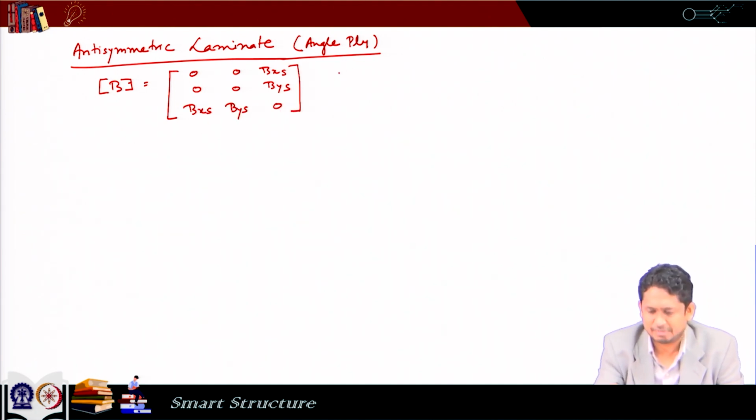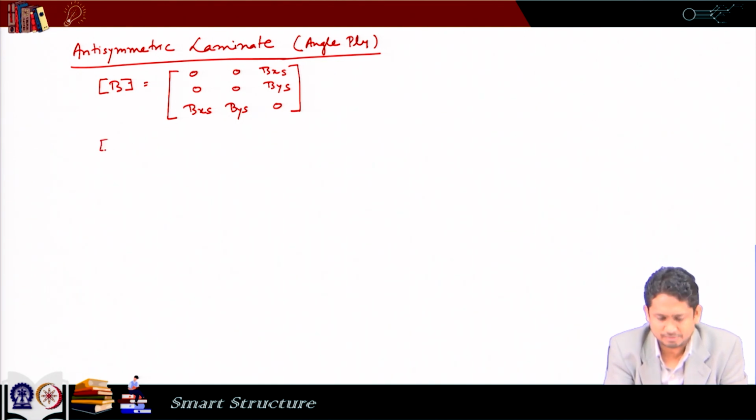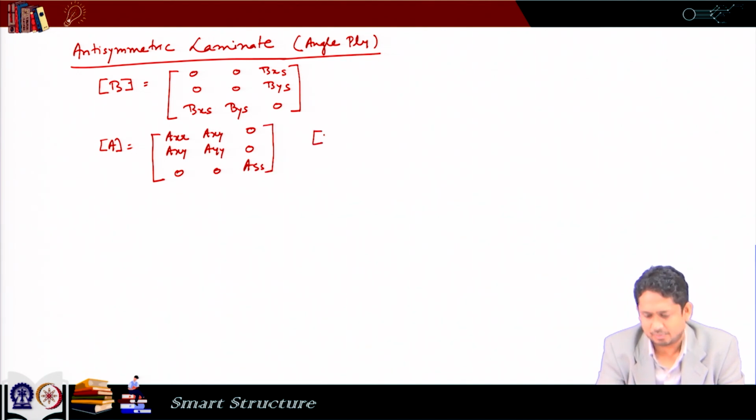And then we have A matrix, and we know that for any balanced laminate our A matrix has Axs as 0, 0 0 0, ASS, and then we have D matrix, and because this laminate is antisymmetric, our Dxs, Dys are also 0, DSS.